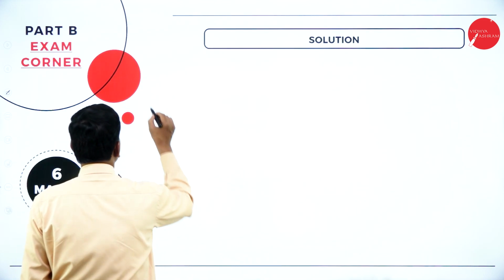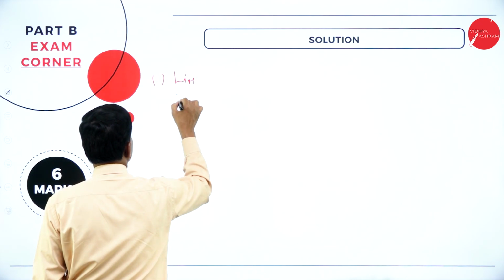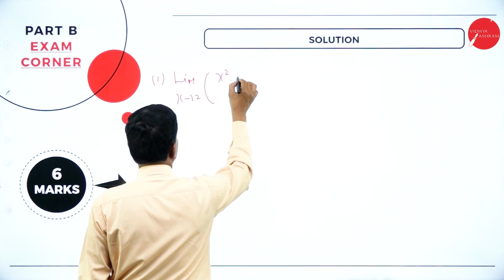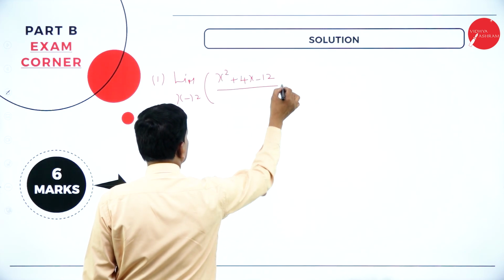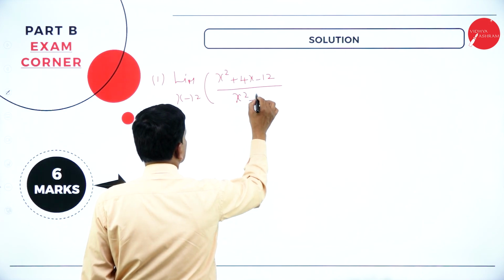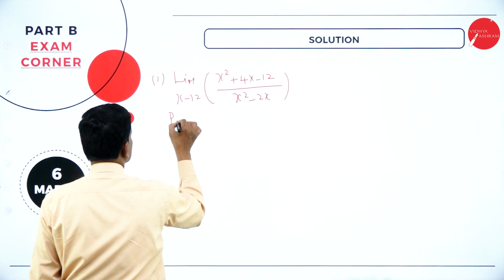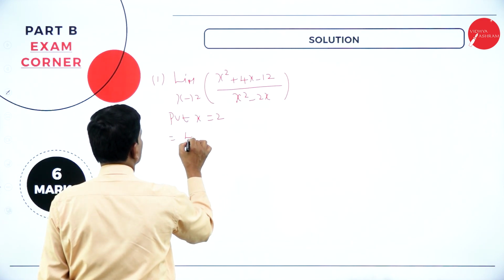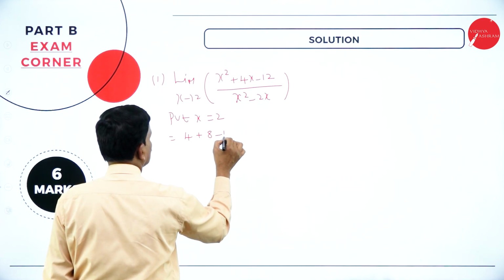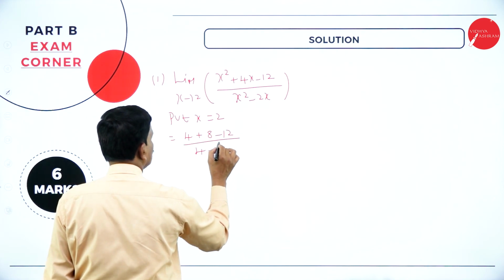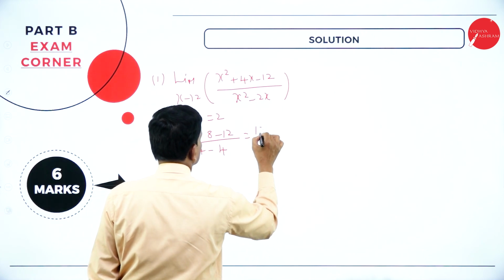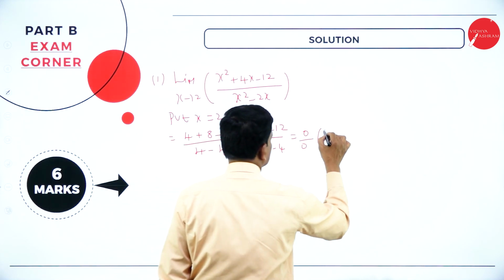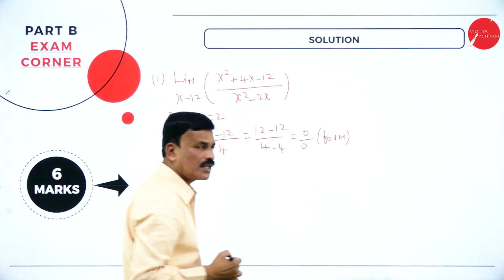Limit x tends to 2 of x square plus 4x minus 12 divided by x square minus 2x. If you put x is equal to 2, what you will get? 2 square is 4 plus 4 into 2 is 8 minus 12, divided by 2 square is 4 minus 2 into 2 is 4. So you will get 12 minus 12 divided by 4 minus 4, that is 0 by 0 form, which is an indeterminate form.